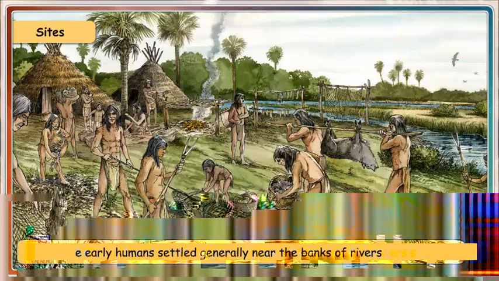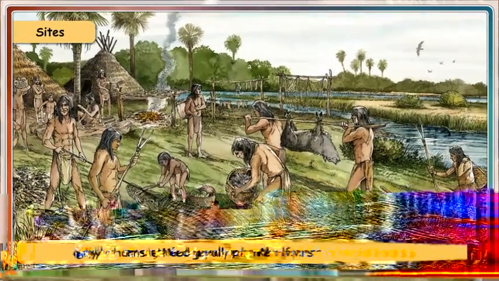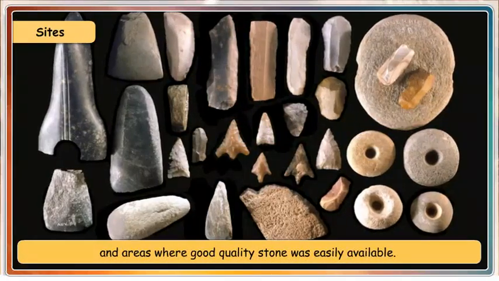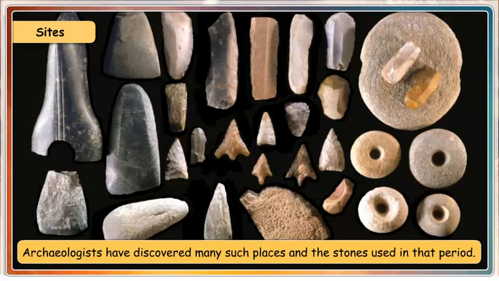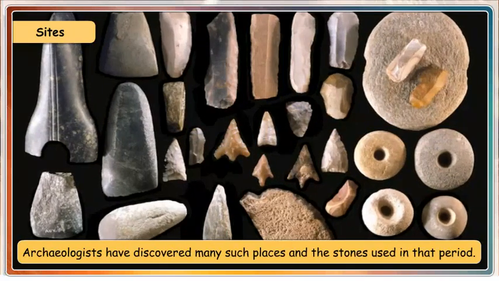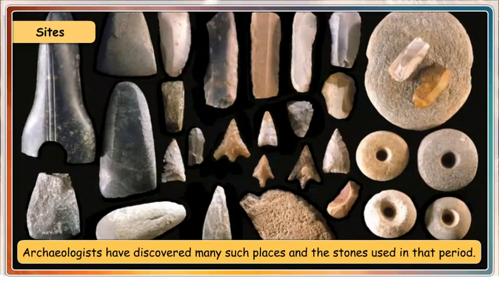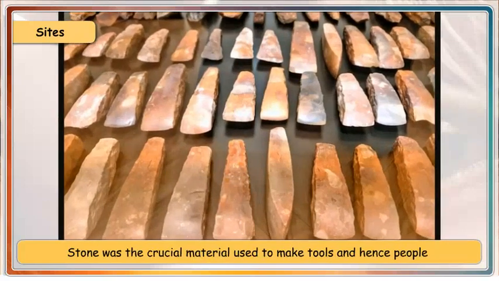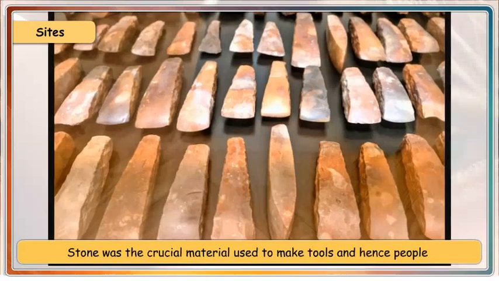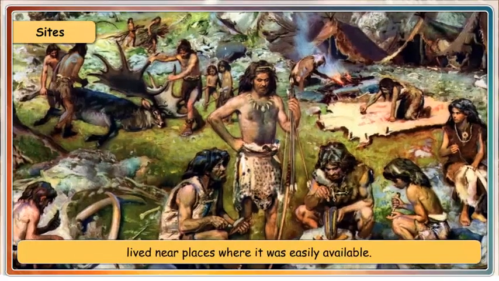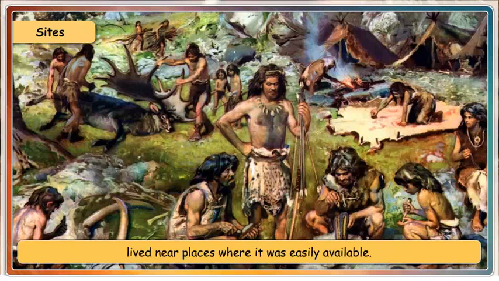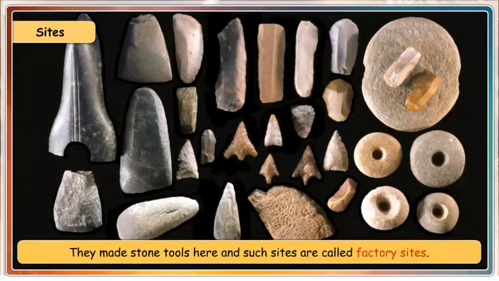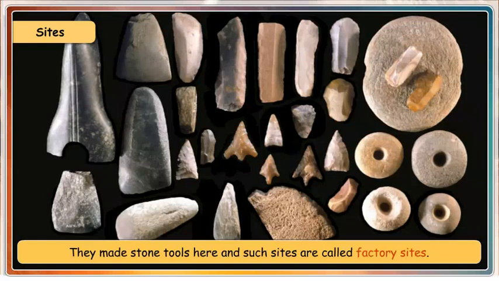Sites. The early humans settled generally near the banks of rivers and areas where good quality stone was easily available. Archaeologists have discovered many such places and the stones used in that period. Some were in crude form and some polished. Stone was the crucial material used to make tools and hence people lived near places where it was easily available. They made stone tools here and such sites are called factory sites.